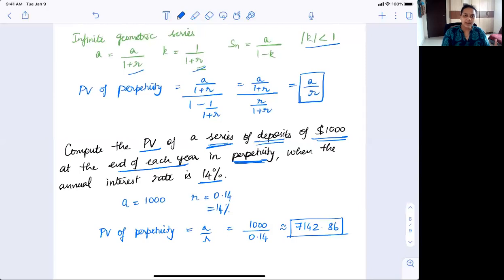Well, we know how to calculate that because we have a formula. So plug in the numbers. You just have to do A by r, 1000 by 0.14, and that gives us about $7,000.